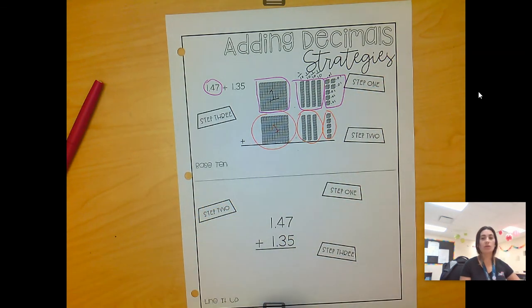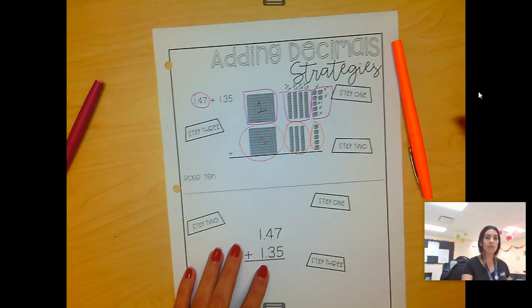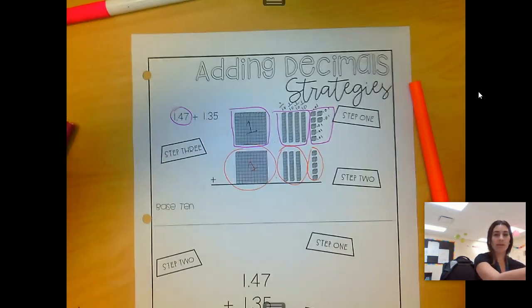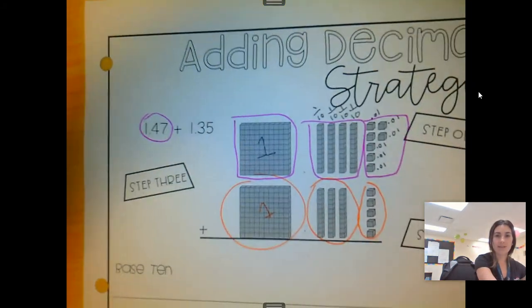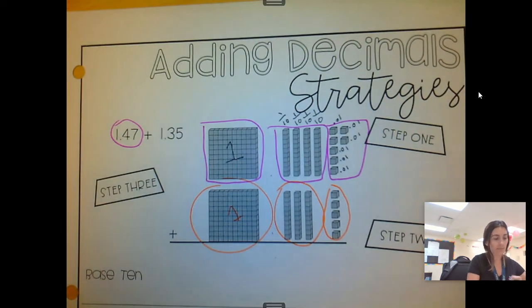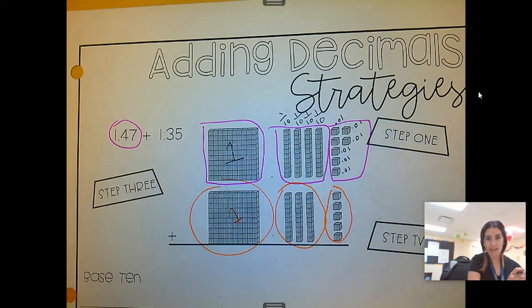So if we're using models, we're going to use our same normal addition strategies. So I'm going to zoom in on this just a little bit, that way you guys can see it a little bit better. Let's see. Perfect. All right.